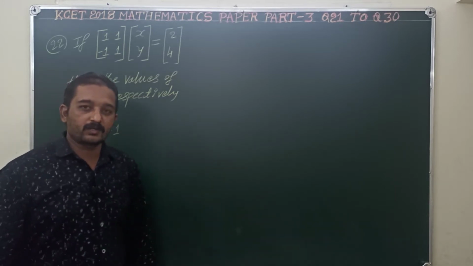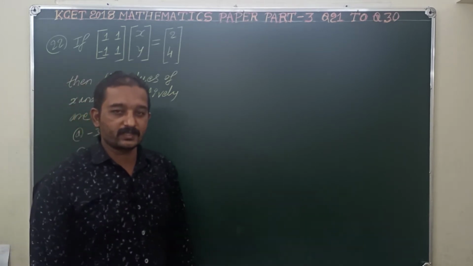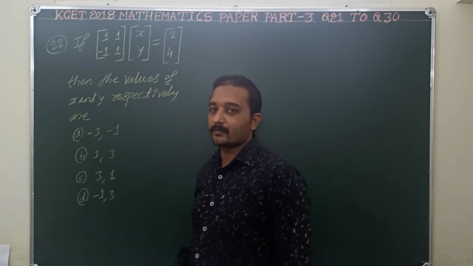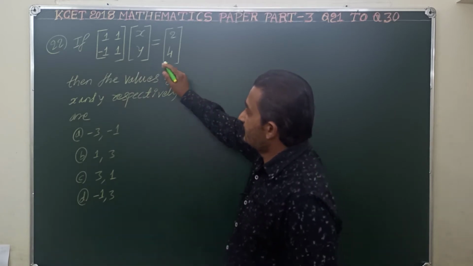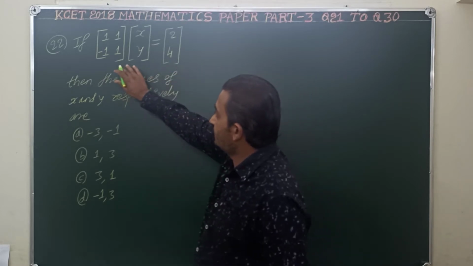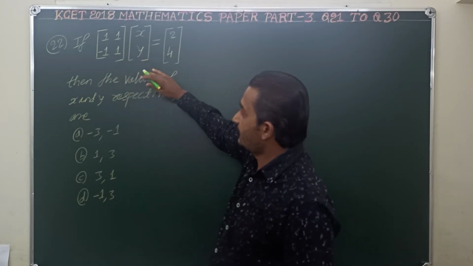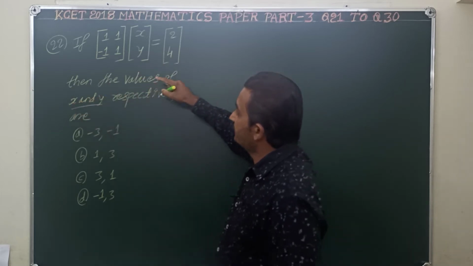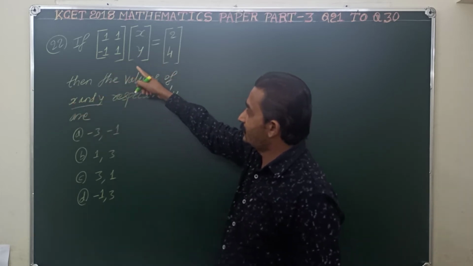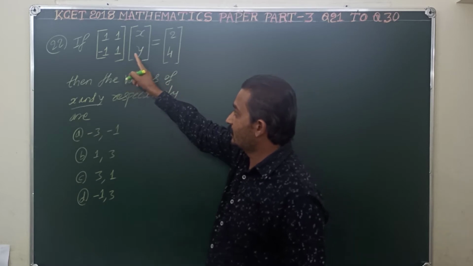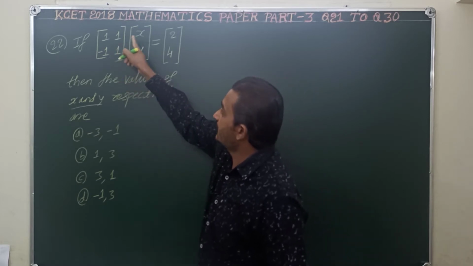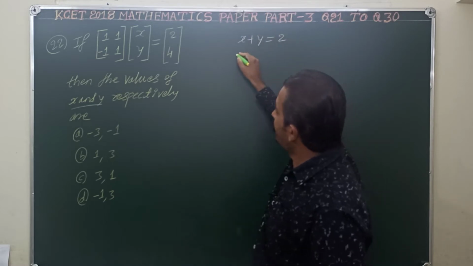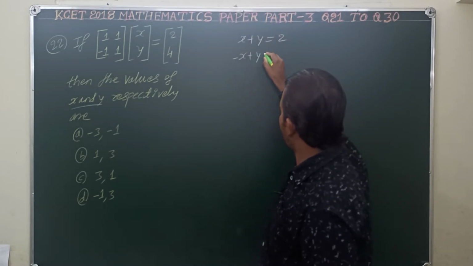Now let us move on to the next question, question number 22. Once again this question is based on the chapter matrices, particularly algebra of matrices, here multiplication. If 2 matrices are equal, then corresponding elements are equal. Using this condition we have to find the x and y values. First multiply these 2 matrices, we get a 2 cross 1 matrix, that is x plus y equal to 2 and minus x plus y equal to 4.